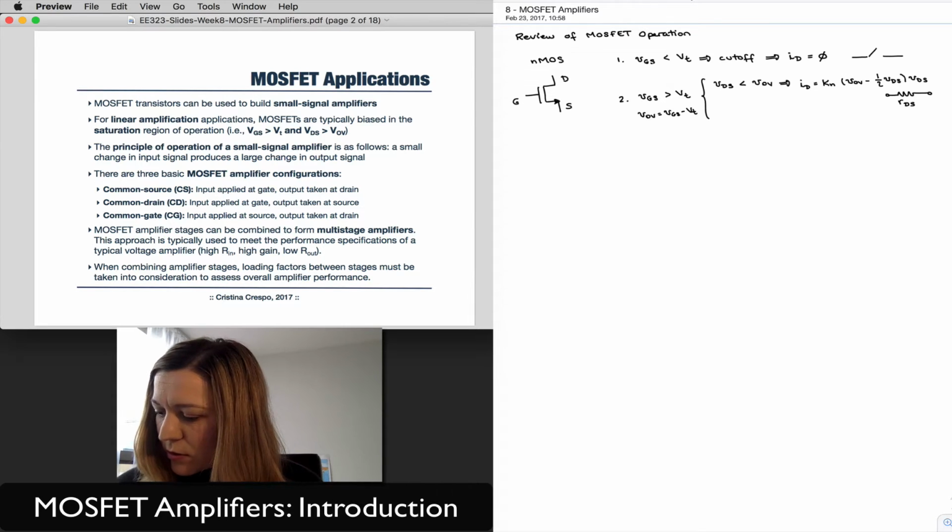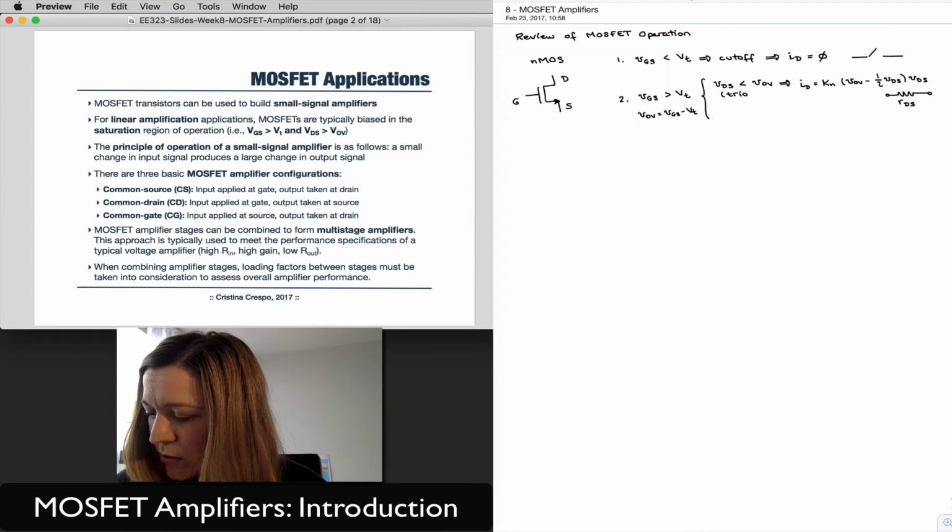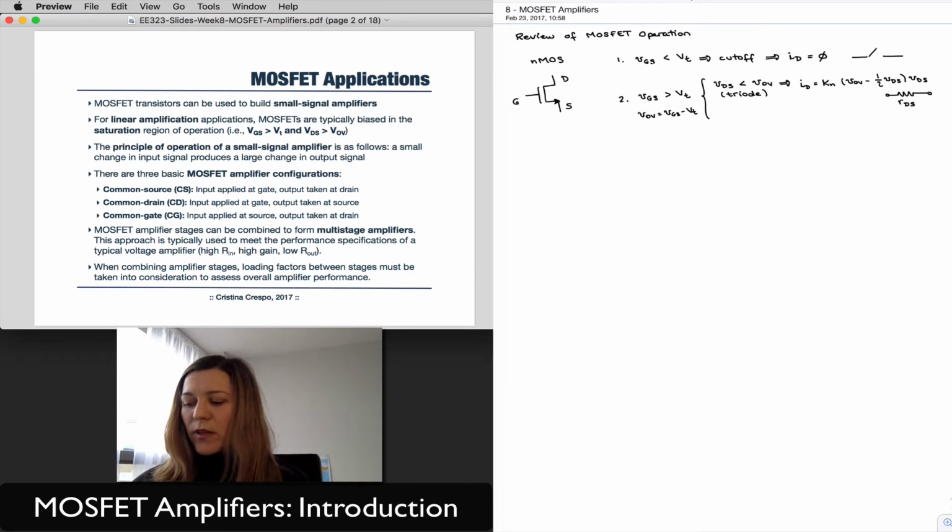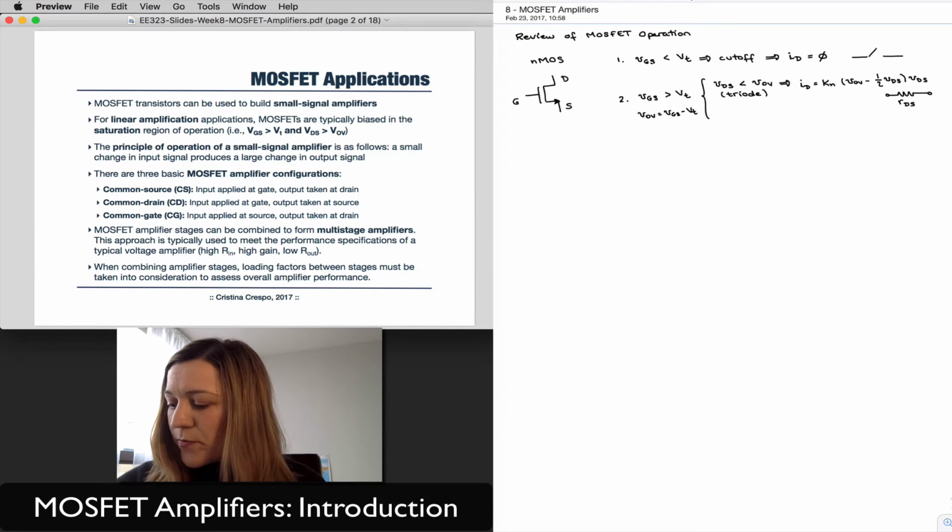And I guess I didn't put the name of it, but that will be the triode region. Sometimes you will see it referred to as the linear region. I'm going to try to avoid the reference to the linear region, because in linear applications we use the MOSFET in the saturation region, and so I don't want there to be a confusion between what typically is known as a triode or linear region and the region that we use the transistor in for linear amplification applications. So I will always refer to this as the triode region.